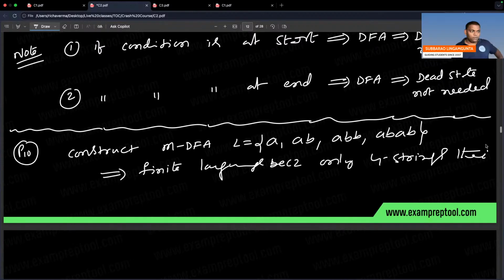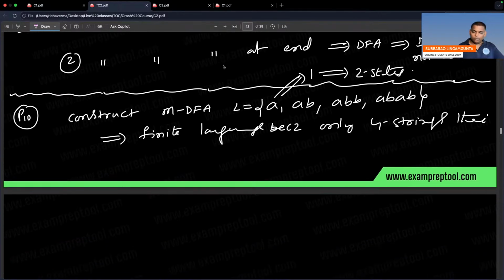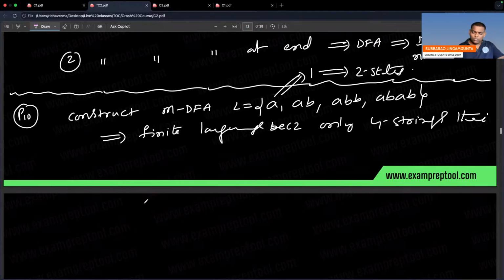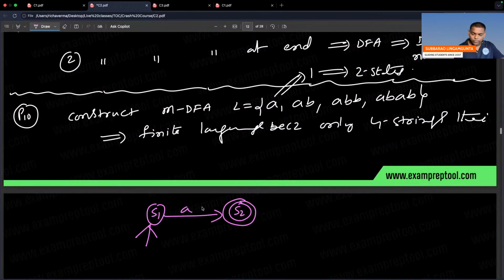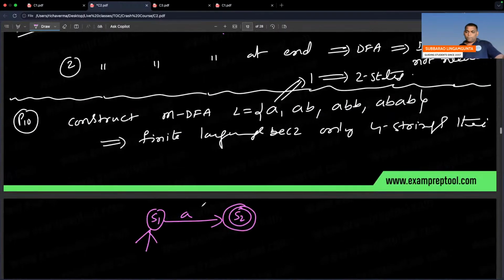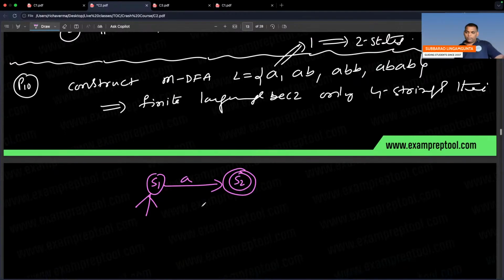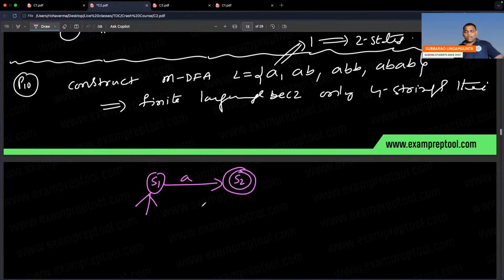Now understand, what is the minimal string? Minimal string is A. With the two states we start the automaton, S1, S2. It is also an interesting problem. Understand everyone. Okay, I started with two states. That is absolutely fine. Now see what happened.